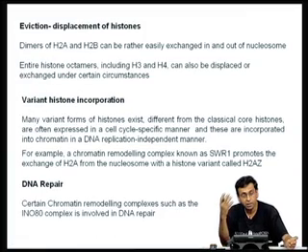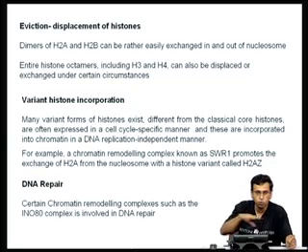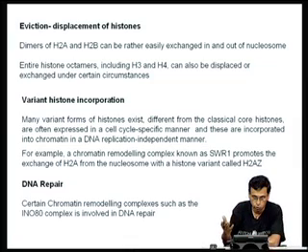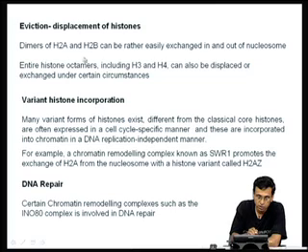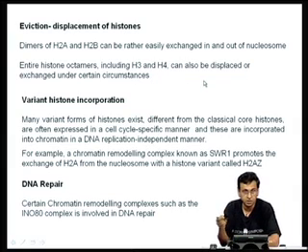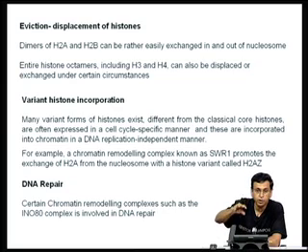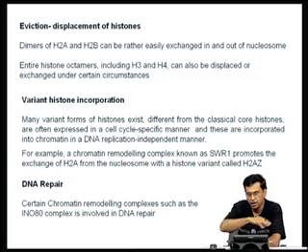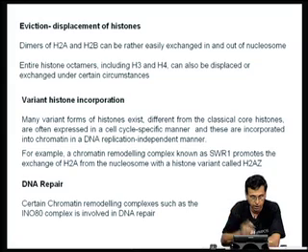Chromatin remodeling not only involves moving around histones, it also involves displacement of histones. There can be exchange of histones. For example, dimers of H2A or H2B can be rather easily exchanged in and out of nucleosomes, and entire histone octamers including H3 and H4 can also be displaced or exchanged under certain circumstances. Either specific components of a nucleosome can be exchanged, or the entire nucleosome octamer can be exchanged, and there are all kinds of variations when you talk about chromatin remodeling in different organisms.